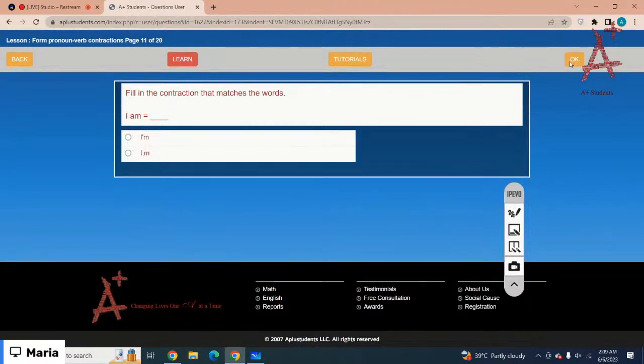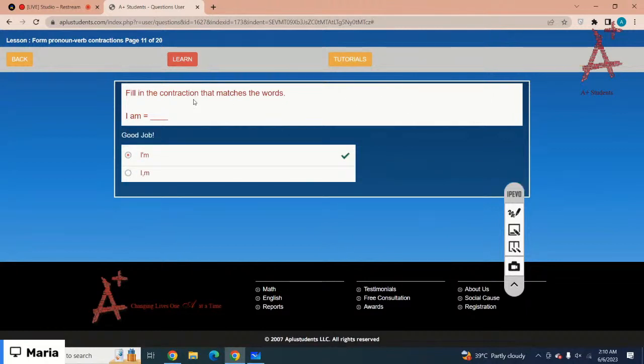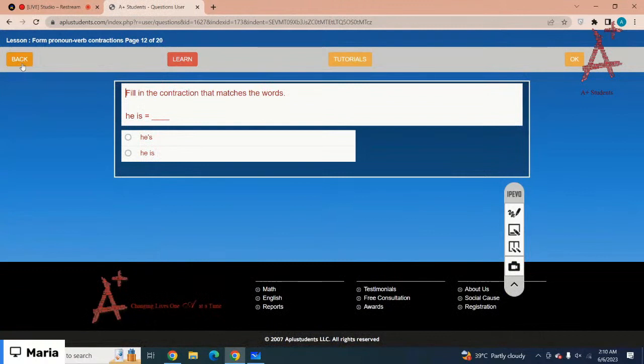Okay, the next one is I am. How do you write I am? Option 1 or 2? You always put the apostrophe on the top side, not on the bottom. Got it? It's not a comma, it's an apostrophe. So the correct option is option number 1, I'm. Okay, you can complete the test by yourself later today. Let me just move on to the next lesson.